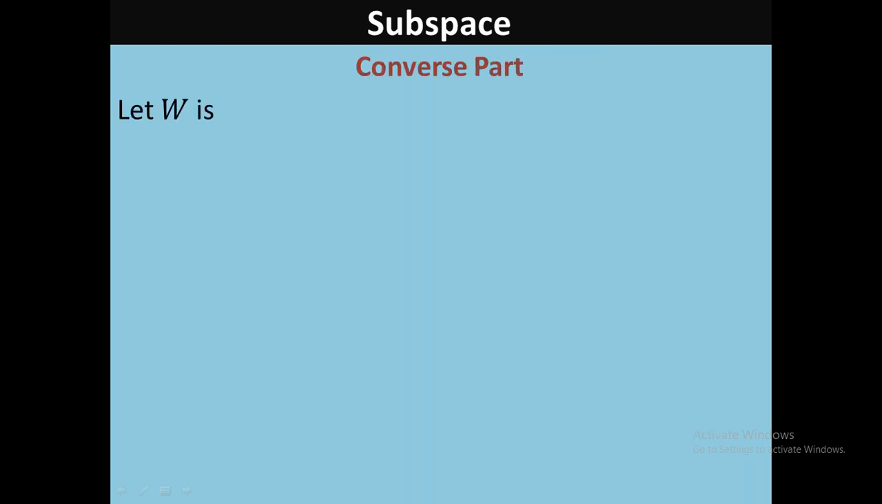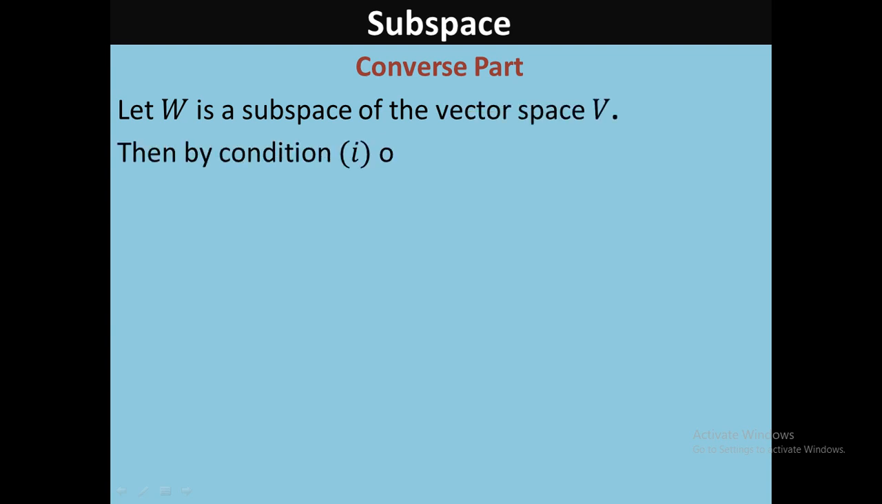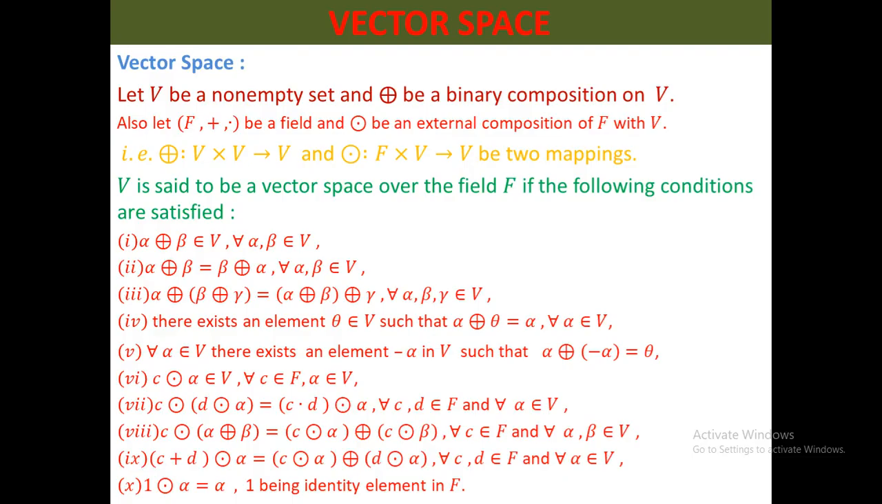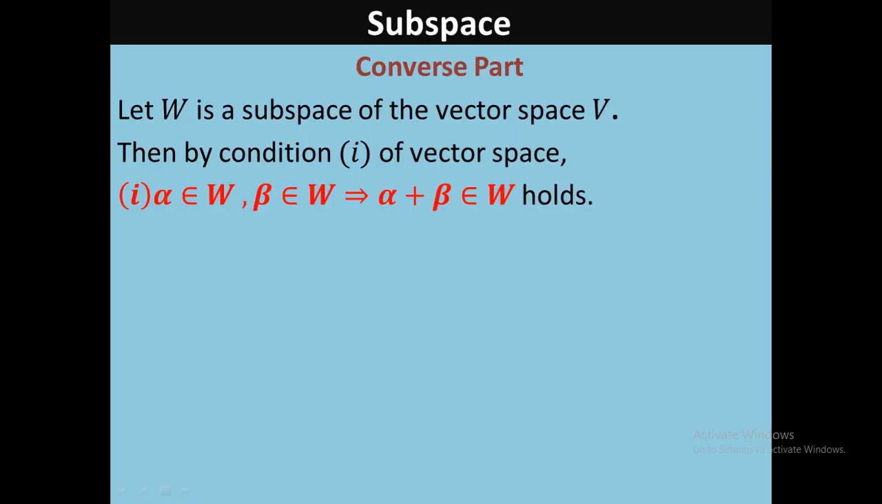Converse part. Let W be a subspace of the vector space V over the field F. Then by condition 1 of a vector space, alpha, beta in W implies that alpha plus beta in W. This is the first condition: for all alpha, beta in V, alpha plus beta is in V. So from the first condition we can conclude that alpha plus beta is in W for all alpha, beta in W.